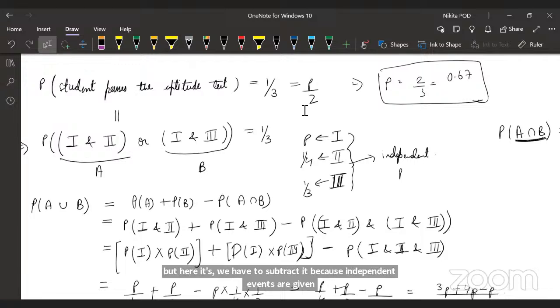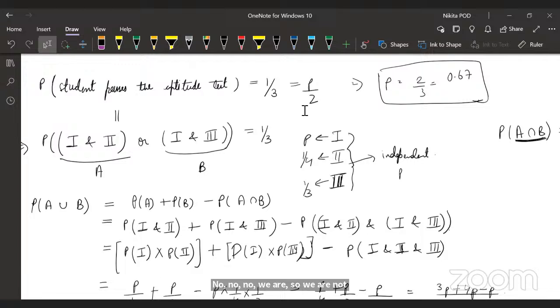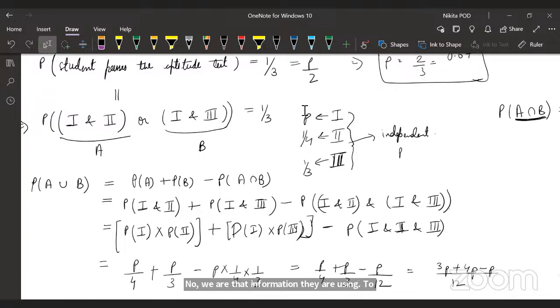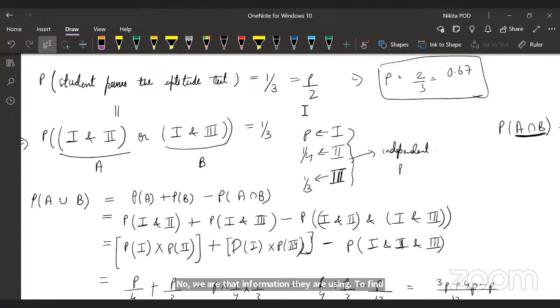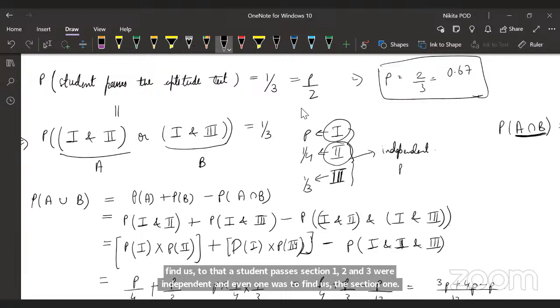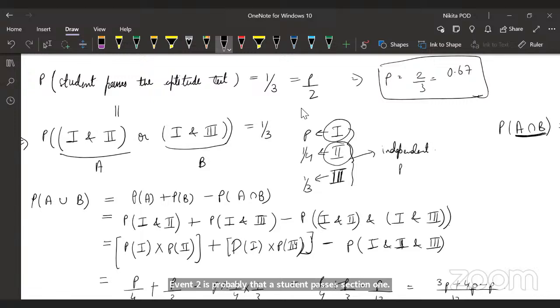No. We are not subtracting A intersection B because events are independent. That information we are using to find these probabilities. What was independent was the probability of event 1. Events 1, 2, and 3 were independent, and event 1 was defined as the probability that a student passes section 1. Event 2 is the probability that a student passes section 2, and event 3 is the probability that a student passes section 3. That was defined as independent.